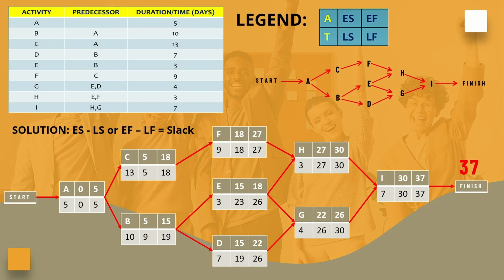For A, let's subtract ES minus LS or EF minus LF. 0 minus 0 or 5 minus 5. Therefore, our slack is 0.